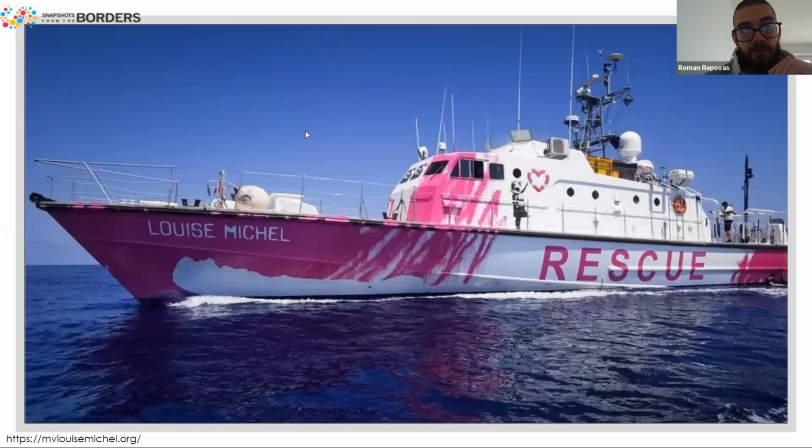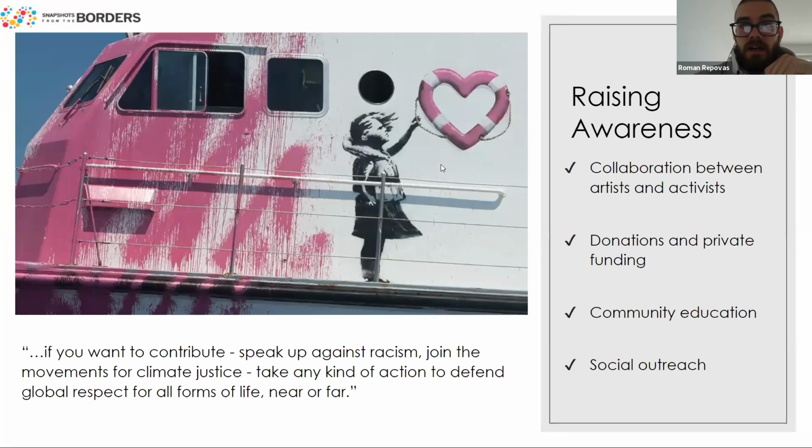And finally, we have a little bit of a more related example to migration. So as you can see, this was a boat purchased by a private organization and painted by a graffiti or street artist named Banksy, who is fairly well known. And basically this way, they attempted to raise awareness about the issues of migration in the Mediterranean basin, as well as actually do something rather than just raise awareness, but rather have a little bit of a more aggressive and more active approach where they use this boat to actually rescue people who are in need. So, like I said, the main objective was, of course, raising awareness, but also saving people.